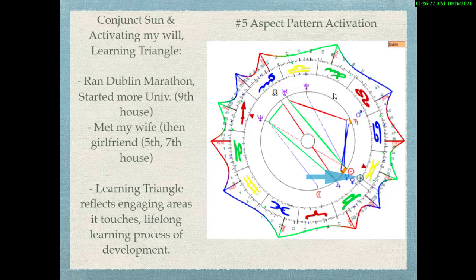So it was also a period where I finally had engagement with my will and understood what I was capable of, running the Dublin Marathon and going to university, even me and my wife, having this willfulness engagement of feeling as though I was capable and confident. And yes, I was going through a Gemini period, so lots of learning going on during this sequence.